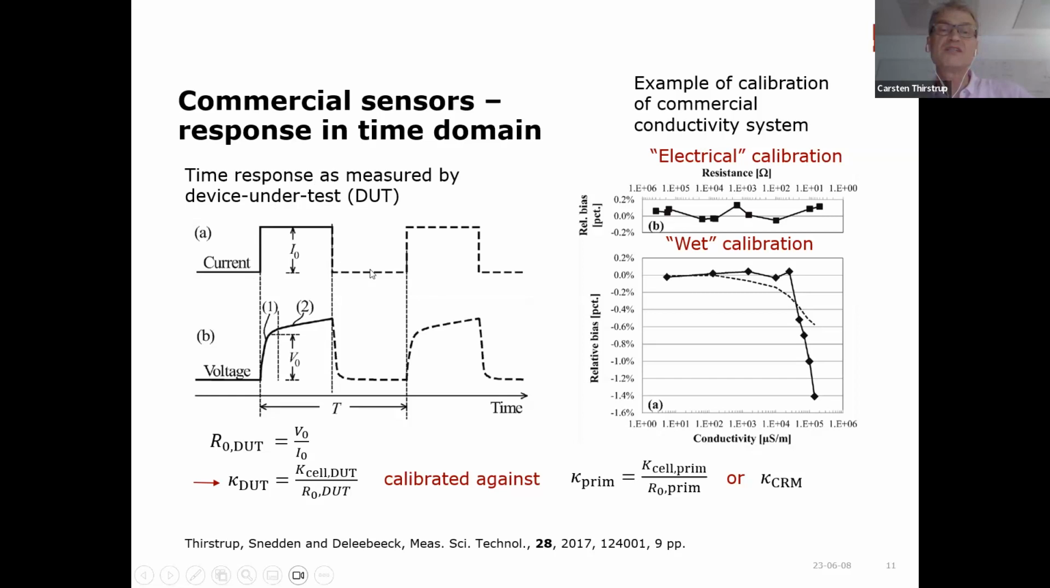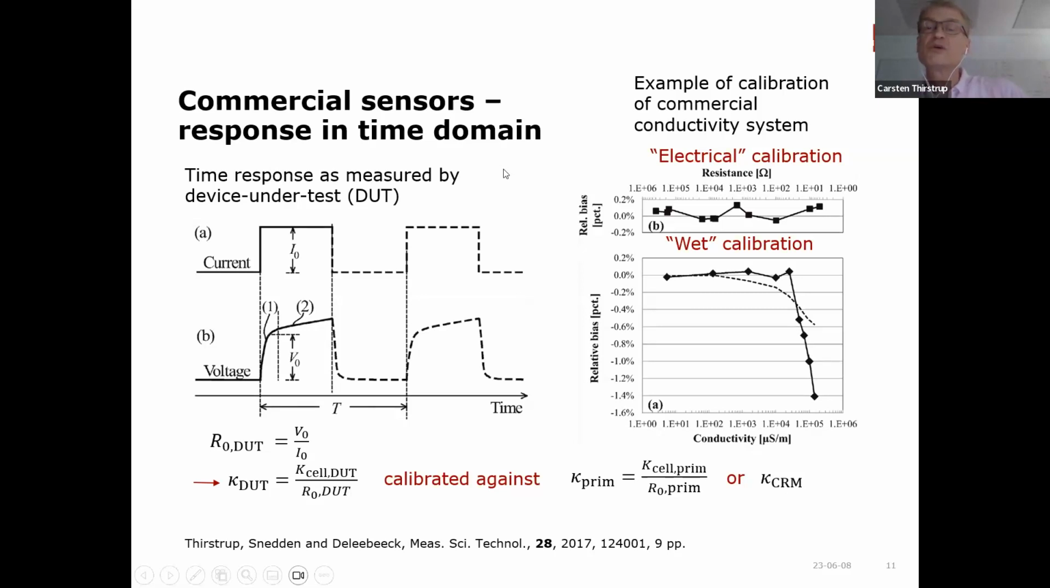So what is normally done is that pulse trains of current are applied to the electrodes, and then the voltage is measured across the electrodes. And then the bulk resistance of the electrolyte is derived as the ratio between the measured voltage and the applied current. And the electrolytic conductivity of the DUT cell can then be determined either by comparing to a primary cell or a working cell with a known cell constant, or it can be calibrated in certified reference material.